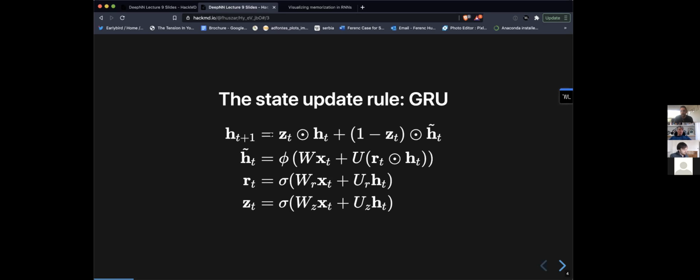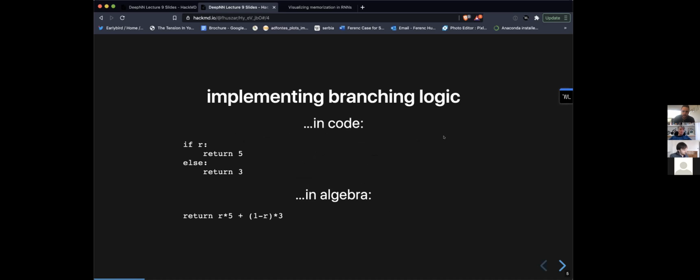And one thing that I maybe could have done a better job explaining is why this particular form of the update rule: what is the meaning of ZT times the previous HT, the previous hidden state, plus 1 minus ZT times something else. In order to motivate this particular choice of formula, you may well have done this several times when you were coding already, but for those of you who did not recognize this the first time, this is a way to implement branching logic in maths or in algebra.